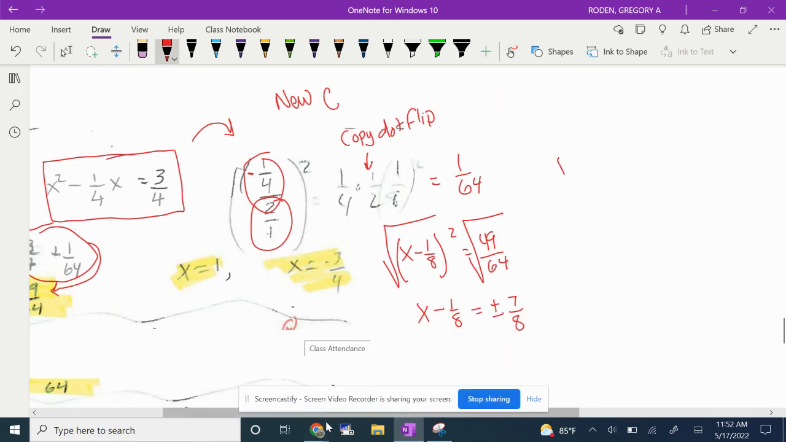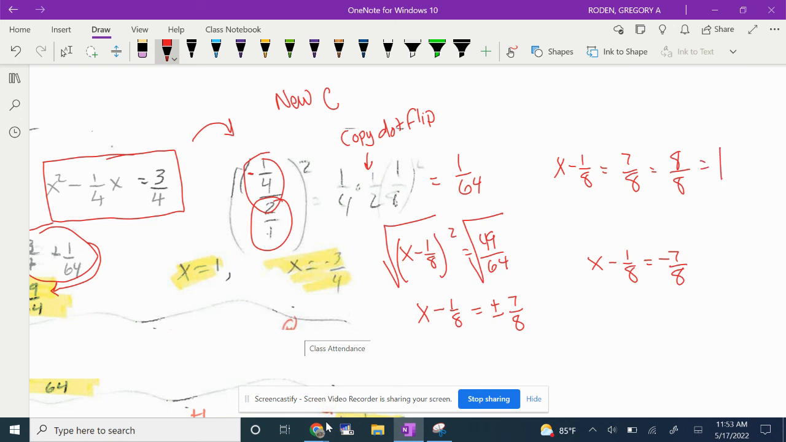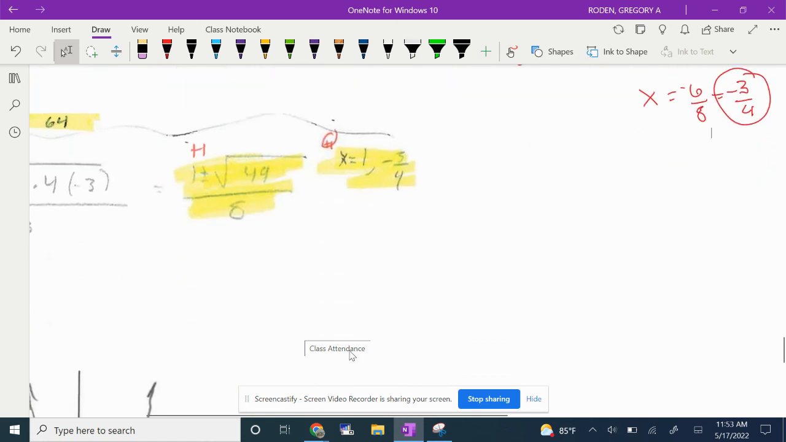When I solve this, I get x minus 1/8 equals 7/8, and x minus 1/8 equals negative 7/8. If you add 1/8 to 7/8, you get 8/8, which equals 1. If you add 1/8 here, you get x equals negative 6/8, which reduces to negative 3/4. And those are your two answers. We already knew those were your two answers when we factored it. All right.